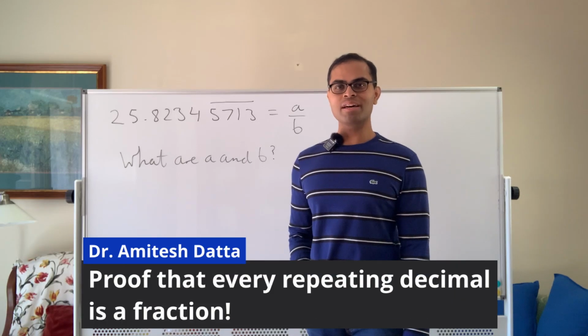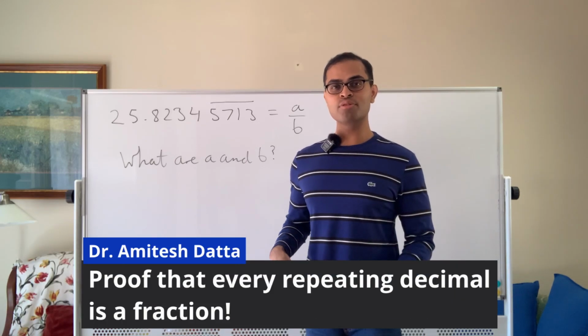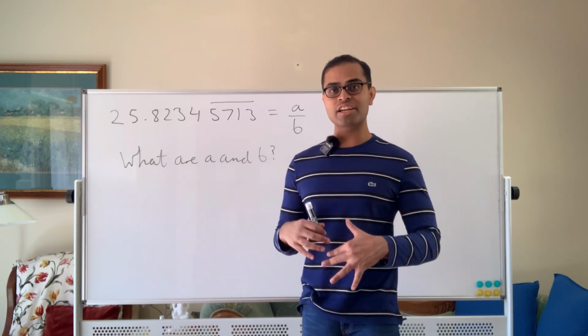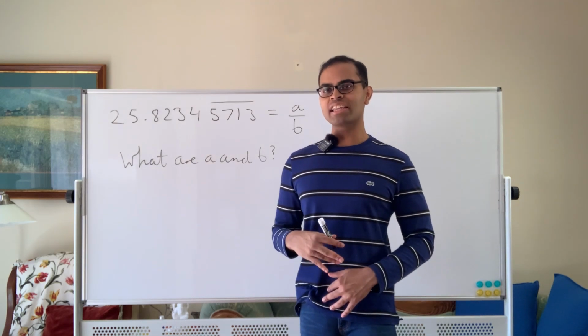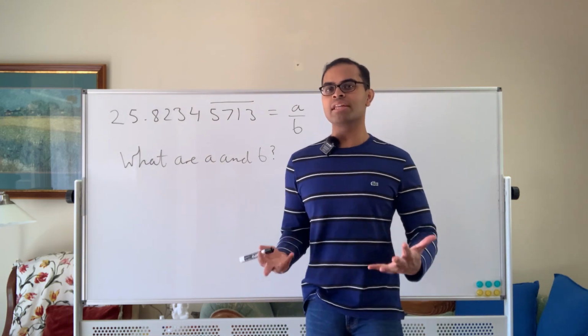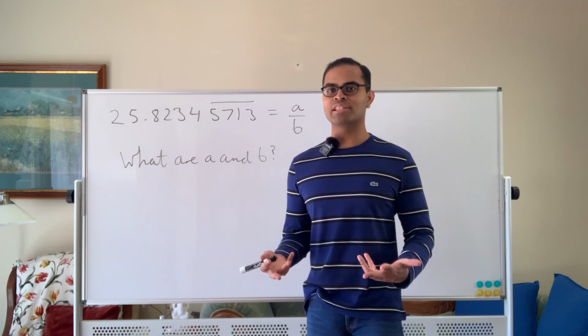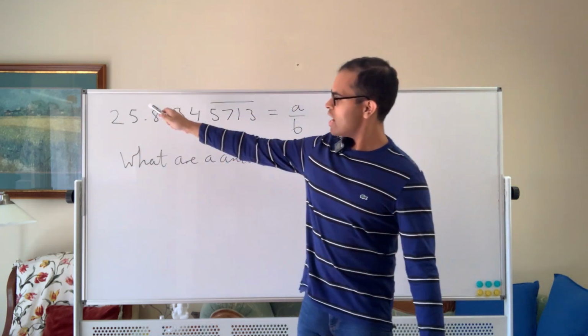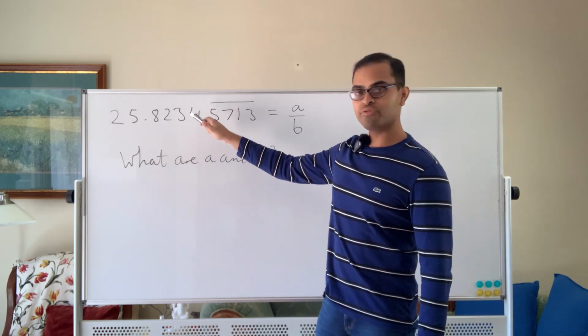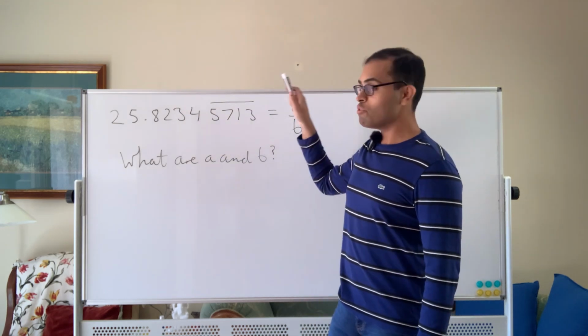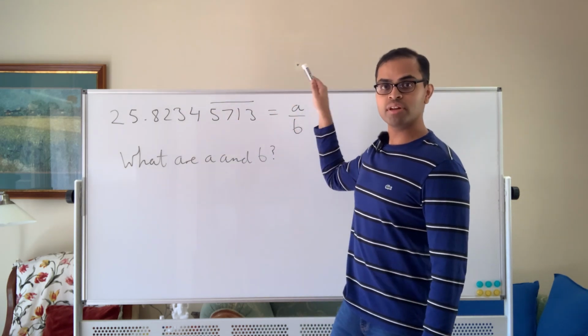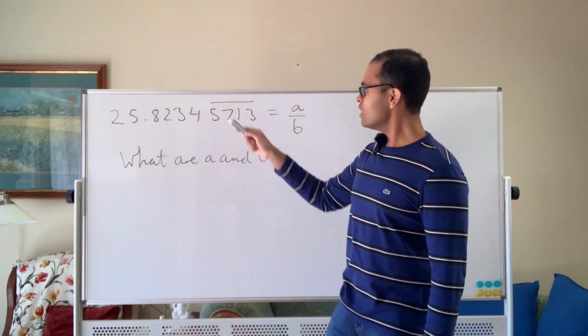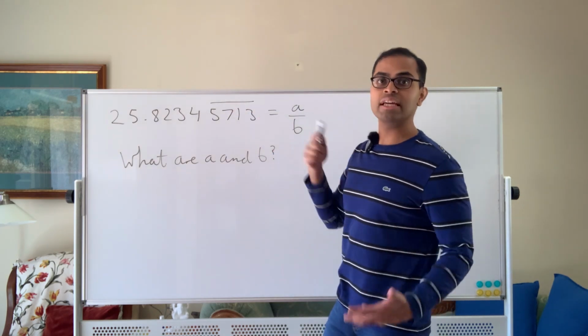Hi everyone, my name is Amitesh, and in this video I'm going to rigorously prove that every repeating decimal is actually a fraction. This is a fact that we take for granted right from the beginning of our math education, from elementary school in some sense. So here, for example, we have a repeating decimal. What this means is we have 25.82345713 repeated. So 5713, 5713, 5713 going on forever, where the bar above the 5713 indicates that.